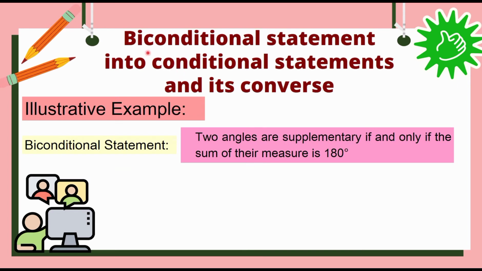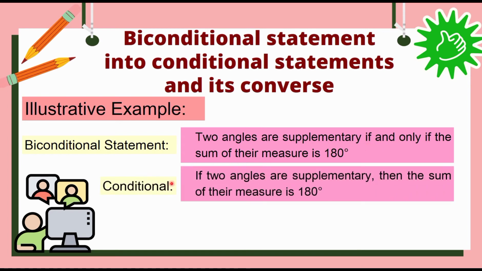Here is an example of a biconditional statement and its conditional and converse. We have: two angles are supplementary if and only if the sum of their measures is 180 degrees. In order to create a conditional statement, we need to remove the words "if and only if" and instead add the words "if" and "then". So our conditional statement becomes: if two angles are supplementary, then the sum of their measures is 180 degrees.